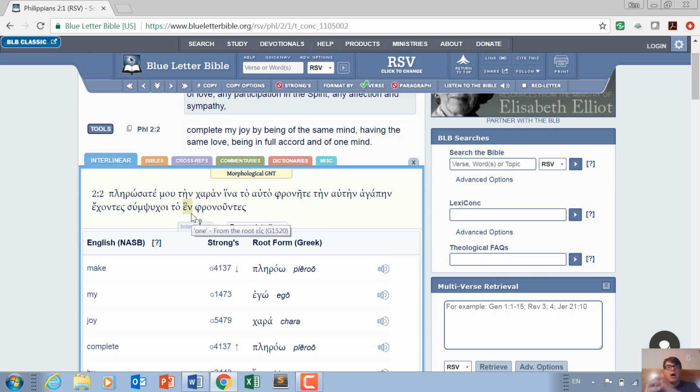Thinking the one. So phronountes is -ontes, an active participle. It's phroneo, it's the present stem, so it's a present active participle. -es is nominative masculine plural. So again, thinking. These are all telling what does it mean to think the same thing. We think the same thing, or maybe these are circumstantial participles. They're telling us kind of the stuff that goes along with fulfilling his joy. So we think the same, we have the same love, we are of like soul, and we think the one.